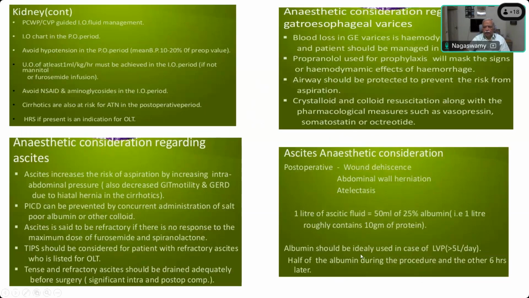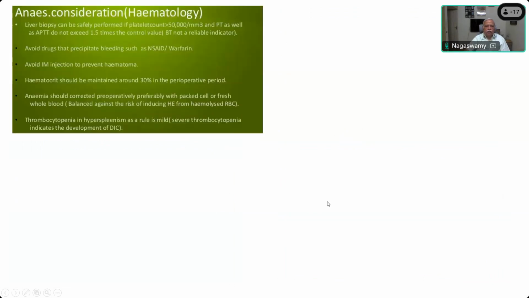And albumin should be ideally used in case of LVP, large volume paracentesis, more than 5 liters per day, with half of the albumin given during the procedure and the other half 6 hours later. And in hematology, avoid drugs precipitating bleeding like NSAIDs or warfarin. And liver biopsy can be safely performed only if the platelet count is more than 50,000, not less than that. Avoid intramuscular injections to prevent any hematoma at the injection site.